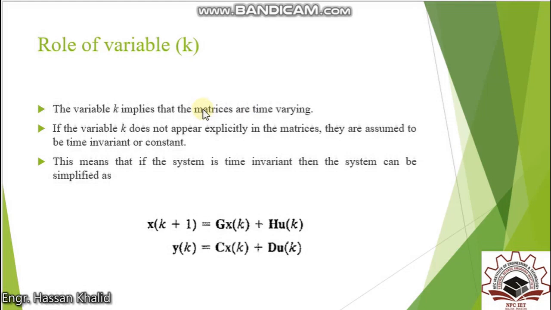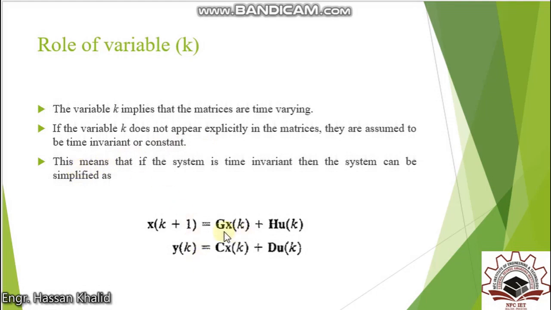Alright, now let's look at the role of the variable k. The variable k, as it appeared in the previous slide, implies that the matrices are time varying. If the variable k does not appear explicitly in the matrices, they are assumed to be time invariant or constant, just like the LTI systems.